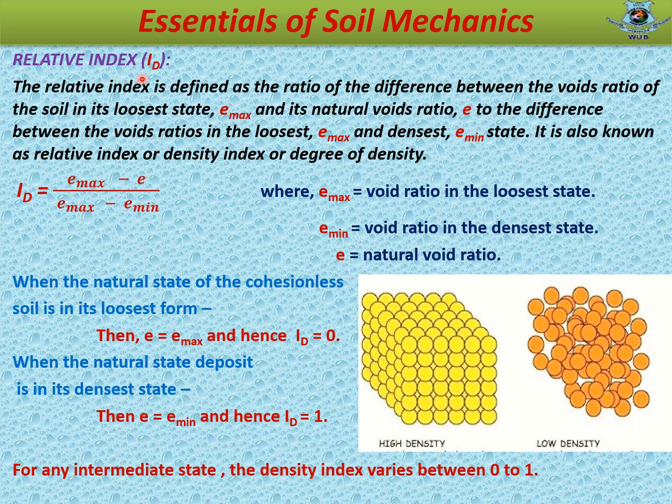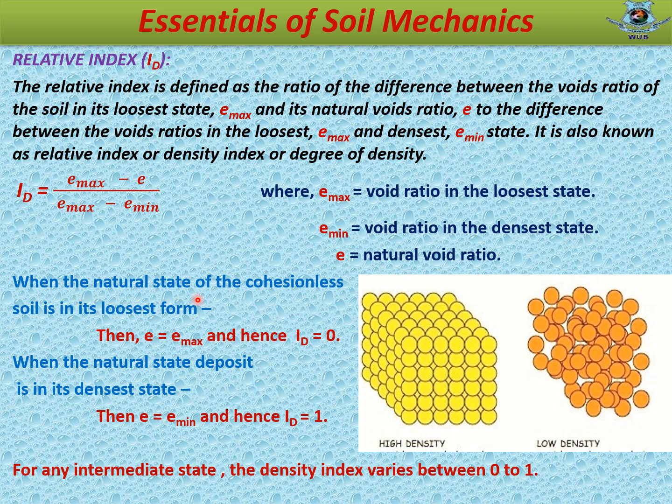Relative density Id. The term density index Id, or relative density, or degree of density, is used to express the relative compactness of a natural soil deposit. The density index is defined as the ratio of the difference between the void ratio of the soil in its loosest state, e max, and its natural void ratio e, to the difference between the void ratios in the loosest and densest states. Relative density Id equal to e max minus e divided by e max minus e min, where e max equal to void ratio in the loosest state, e min equal to void ratio in the densest state, e equal to natural void ratio.